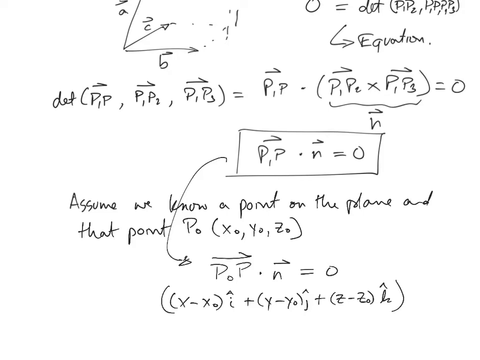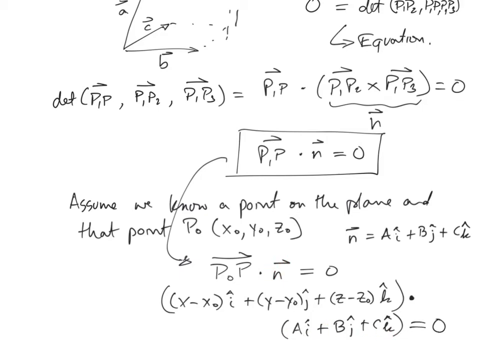And let's say that this normal vector n here, let's just give it some values, a i hat plus b j hat plus c k hat. n is that vector that's normal to the plane. I've run out of room here, so I'll put dot and then we'll continue down here: a i hat plus b j hat plus c k hat. So we're just taking the dot product of P0P, which is this, with the vector n, which is this normal vector. And that's got to be equal to 0.